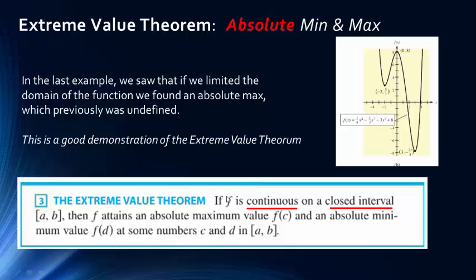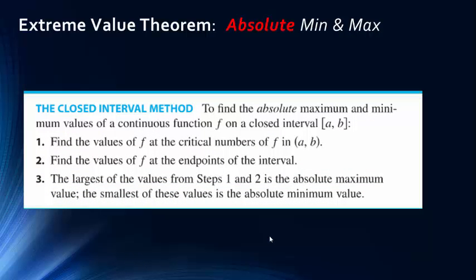If f is some function that's continuous on a closed interval between x equals a and x equals b, notice the brackets indicating that it's including these points, then the function attains an absolute maximum value f of c and an absolute minimum value f of d at some numbers c and d in [a, b]. All this is saying is if we close the interval, then there has to be a maximum and minimum in that function.